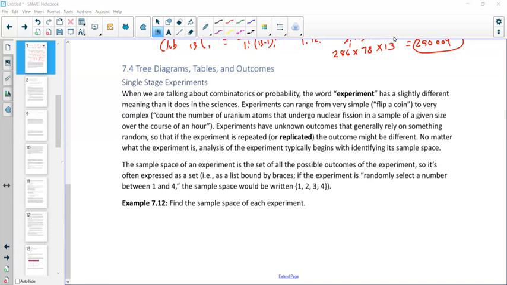The sample space of an experiment is the set of all possible outcomes of the experiment, so it's often expressed as a set. In other words, a list bound by braces. If the experiment is randomly select a number between 1 and 4, our sample space would be the set containing 1, 2, 3, 4. So let's find the sample space of each experiment.